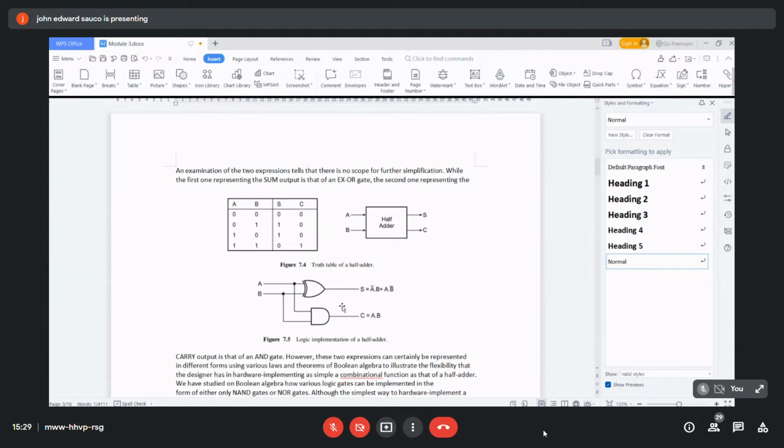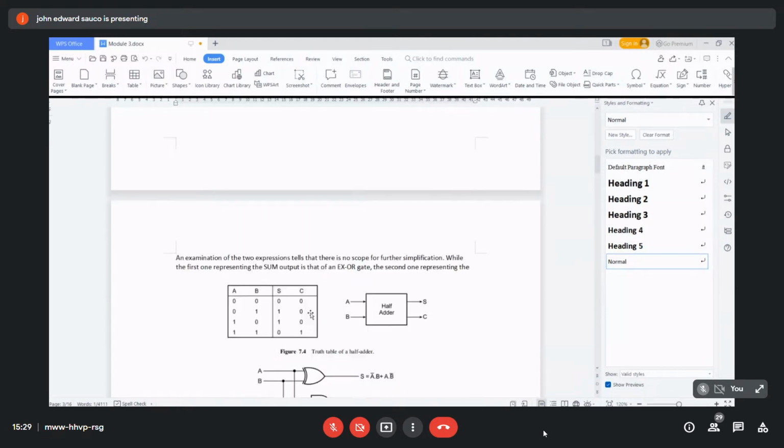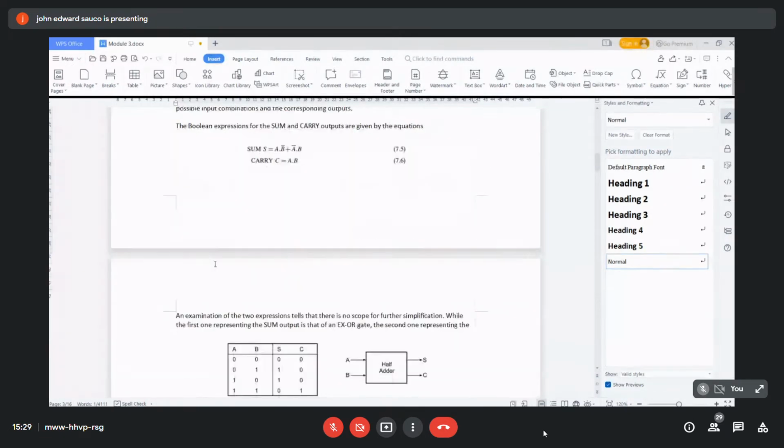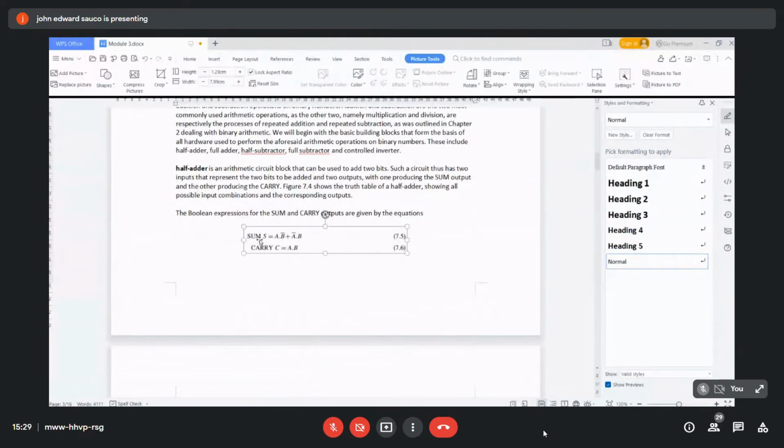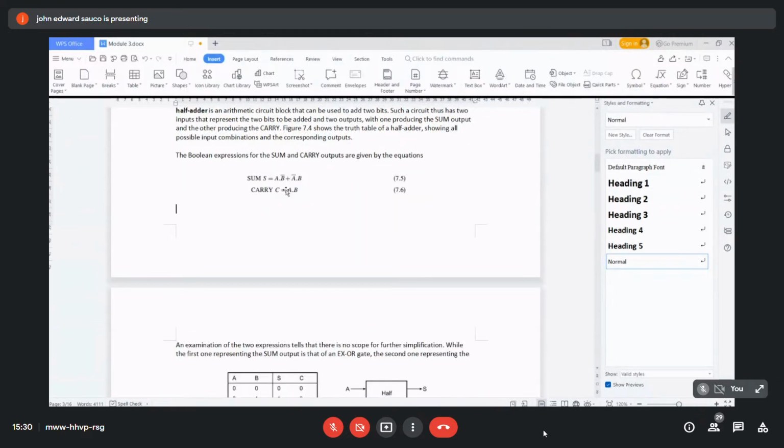And then, ito yung kanyang logic implementation ng half adder. Siya is naka XOR and AND. Okay. So, dito, sa expression na to, ang sum and carry, makikita nyo dyan is, ayan, naka XOR and naka AND.